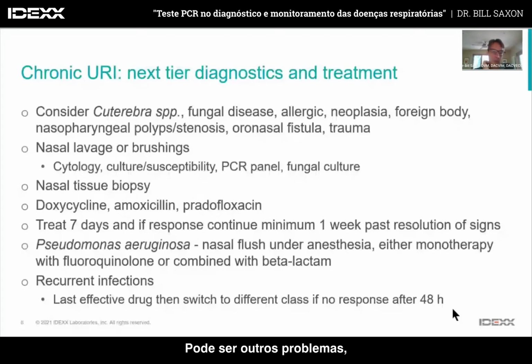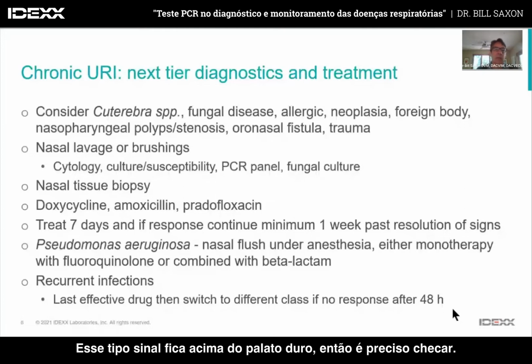There could be some other problem: a non-bacterial or viral organism, it could be allergic, it could be neoplasia, especially if it's an older cat, inhaled foreign bodies like a blade of grass, or nasopharyngeal polyps, a big concern especially in kittens with chronic or intermittent upper respiratory signs or respiratory signs per se, like just difficult breathing. Those things hang out above the hard palate, so you've got to get in there.